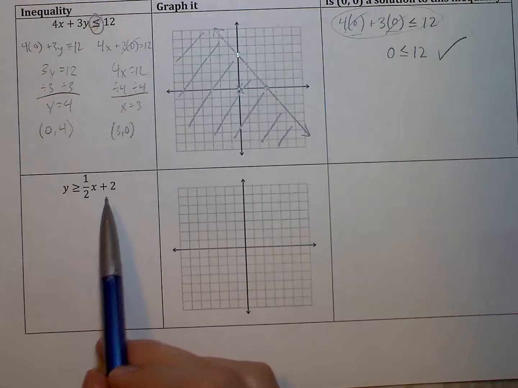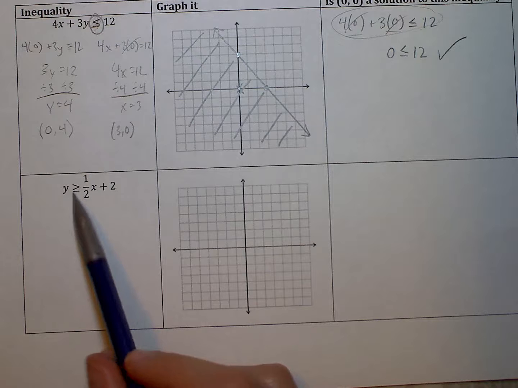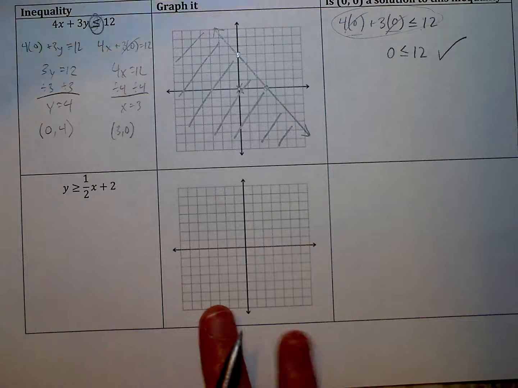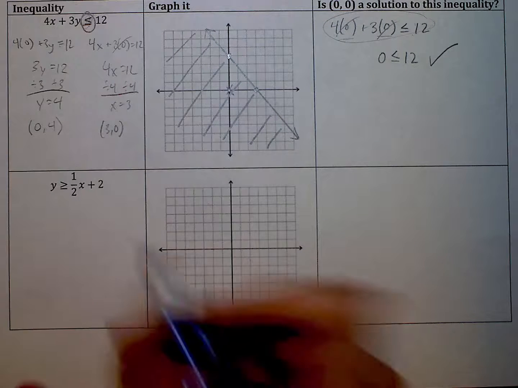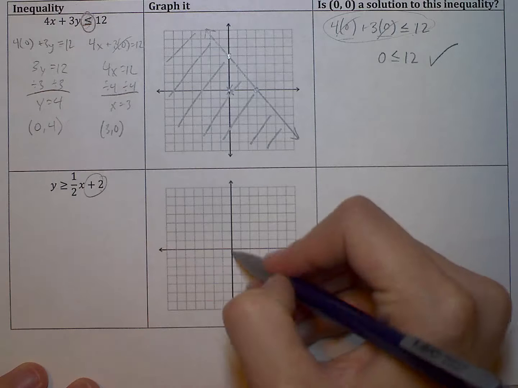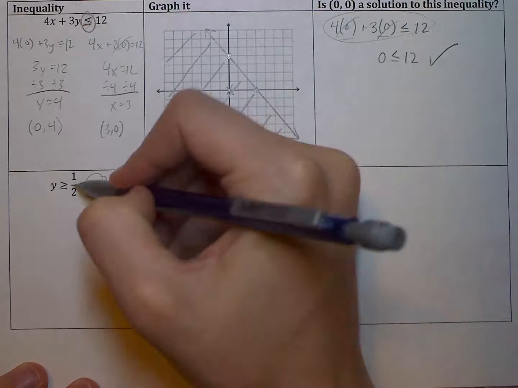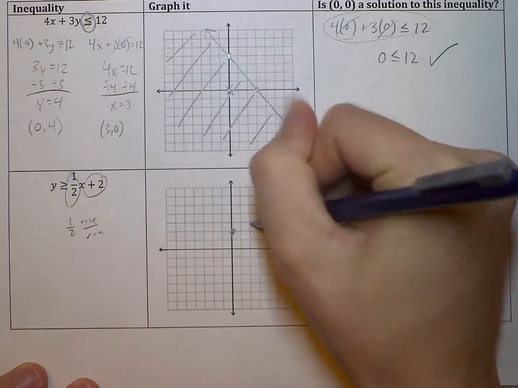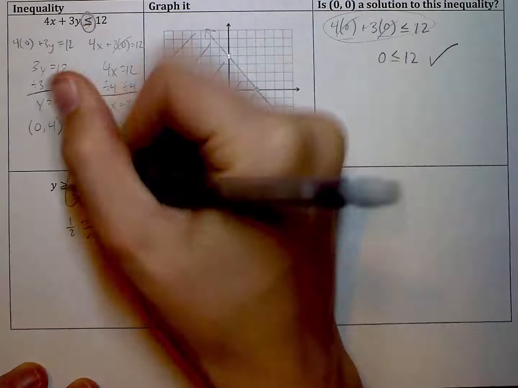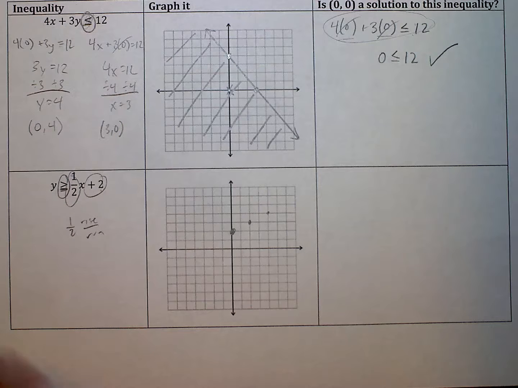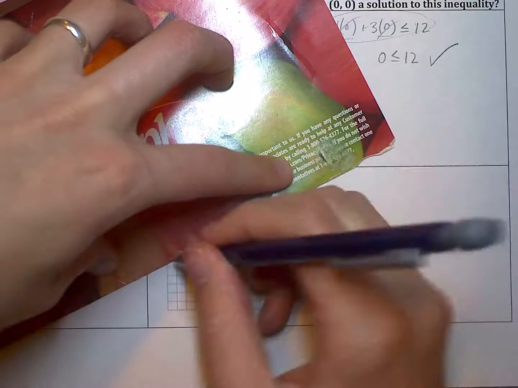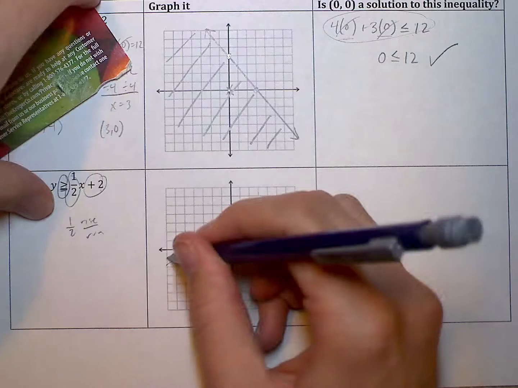Let's try another one. Notice, this one is in y equals mx plus b form, so I could just use my shortcut of looking at the symbol and shading up or down. But I want to show you that the plugging in 0, 0 strategy actually works for everything, which is nice. It's nice to have a strategy that works for everything. So I'm going to first graph this line. I start at 2. And then here's my slope, my rise over run. Up 1 over 2, up 1 over 2. I look at my symbol. It turns out to be a solid line again. So I'm going to graph my line.